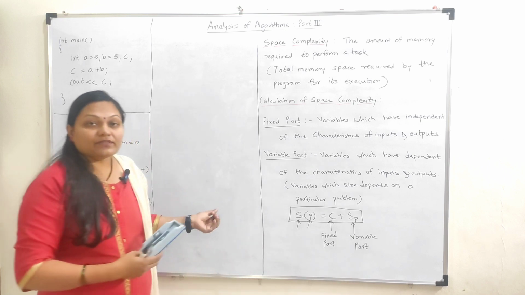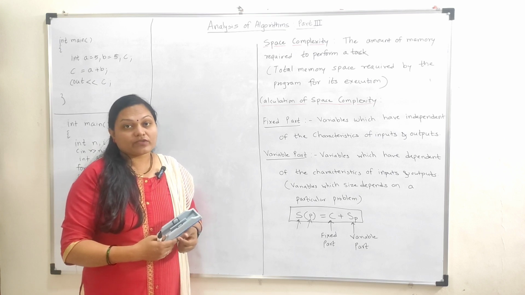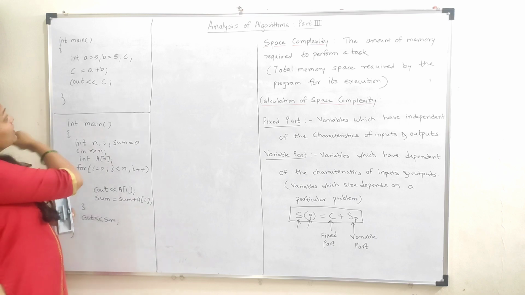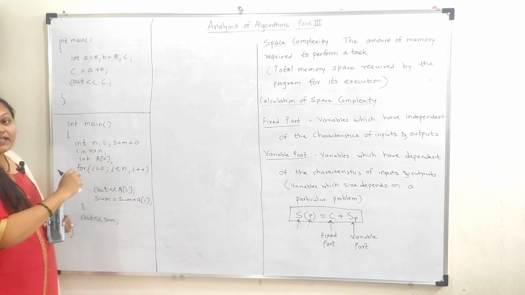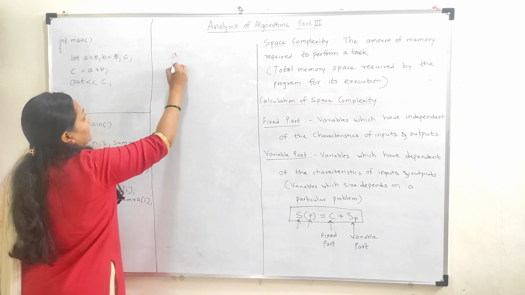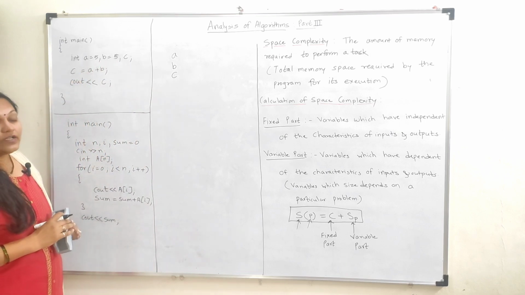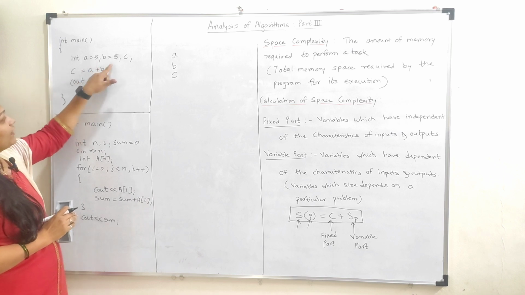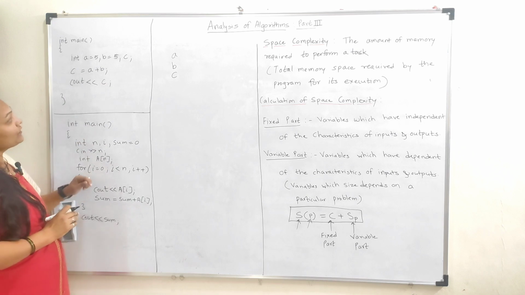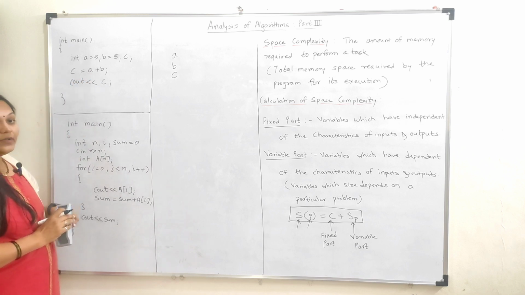So let's see some examples. With the help of this example, we'll try to understand how we can calculate space complexity. Take this simple example first of all. How many total variables are there in this example? A, B, C. These three variables are there, and all these variables are integer values. A and B have the value 5, which is already initialized here, and for C we are calculating the value by using A and B.